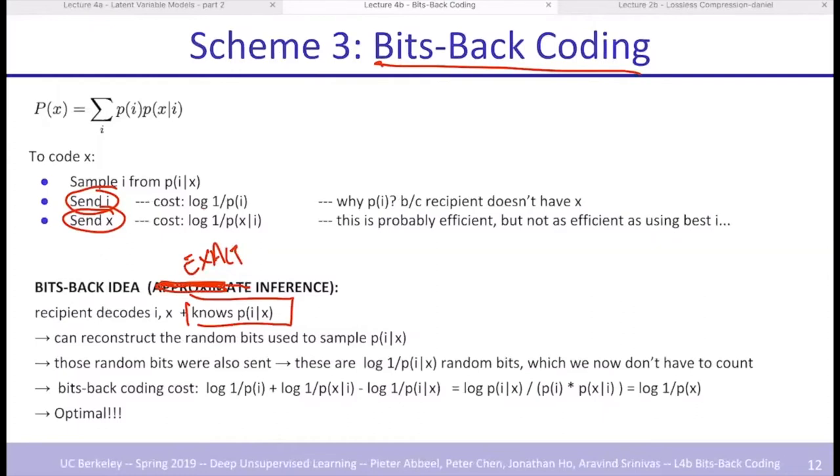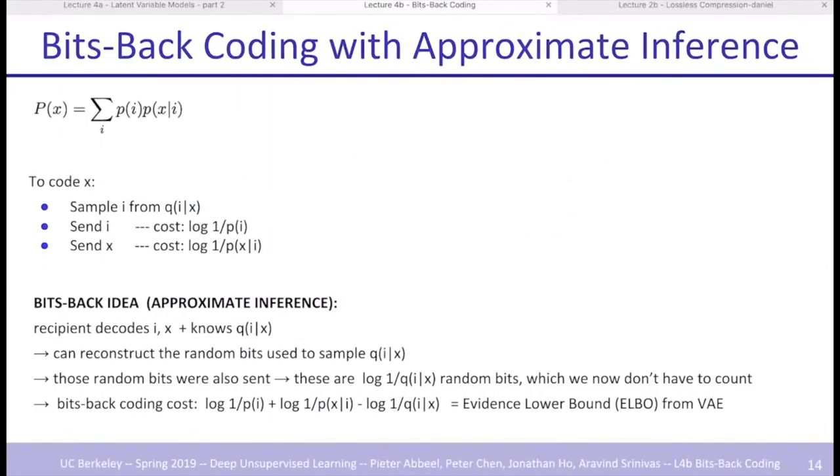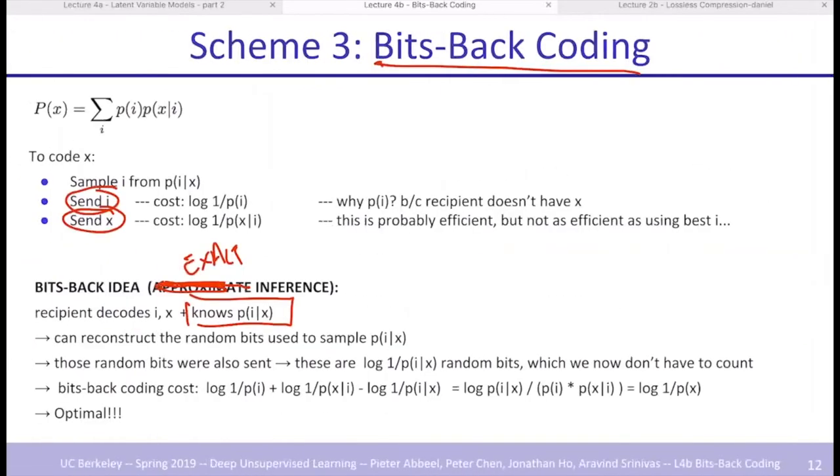Approximately. So I guess we'll get to that on the first slide. This is the one where you just do it exactly. Yeah, I don't think it changes it. The cost. Yeah, so now it's Q of I, right? Yes, it's the three constraints, but the sending of I cost is still log of 1/P.